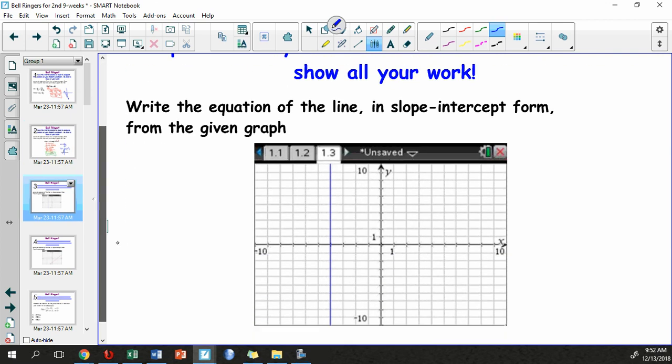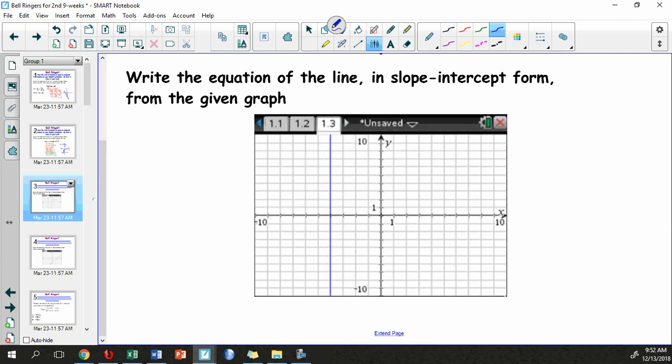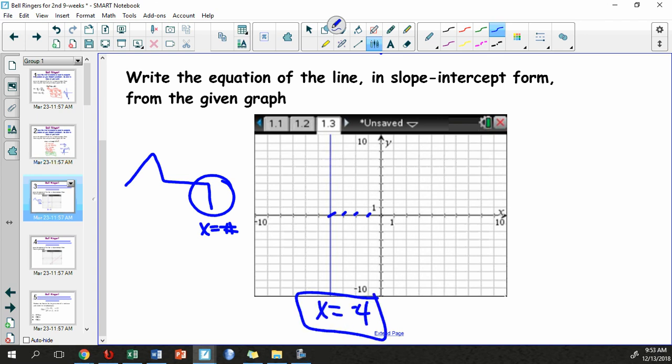The next one says to write the equation of the line in slope-intercept form. Well, since it's a vertical line, if we go back to this concept right here, a vertical line is going to be x equals a number. And the number it's going to be equal to is 1, 2, 3, negative 4. So x is equal to negative 4. Done.